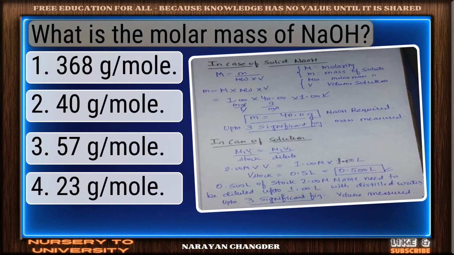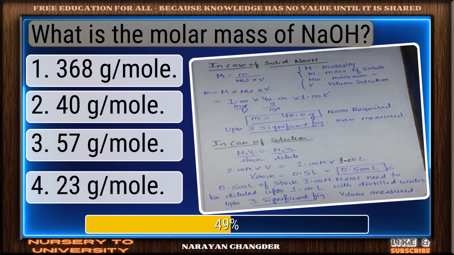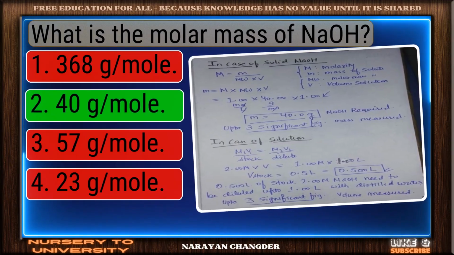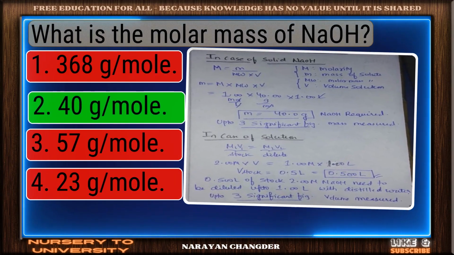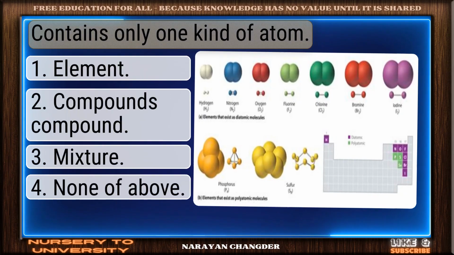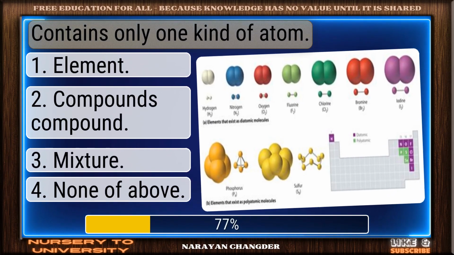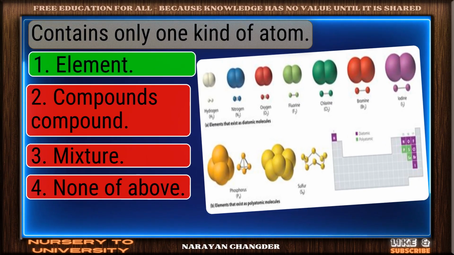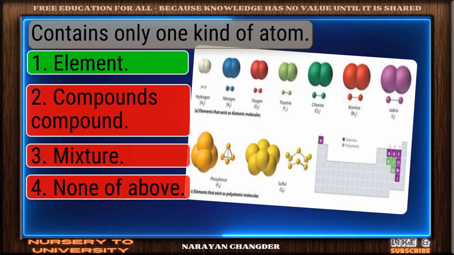What is the molar mass of NaOH? Smart move. 40 g/mol is an accurate answer. Contains only one kind of atom. Smart pick. Element is the correct choice.